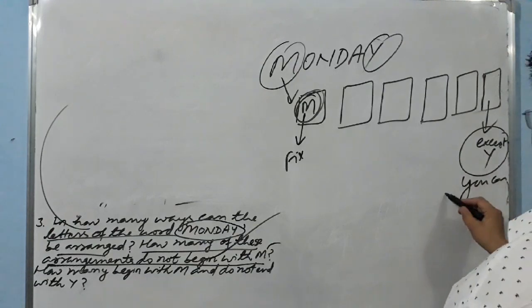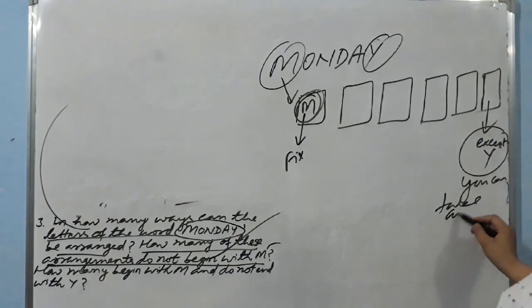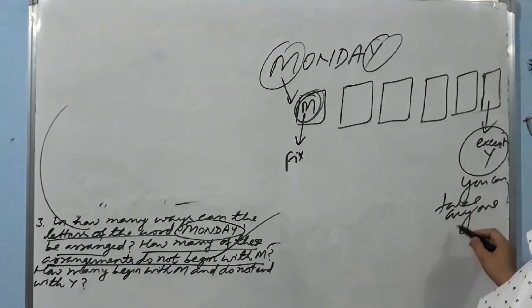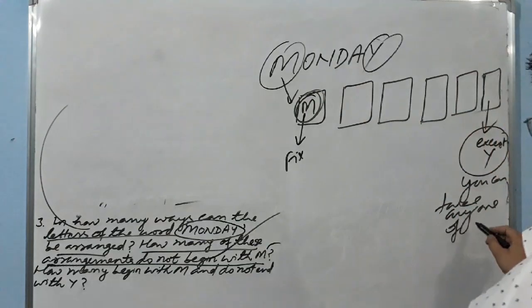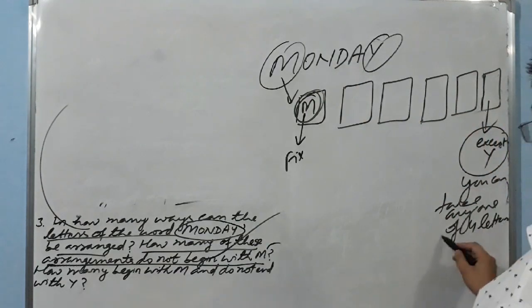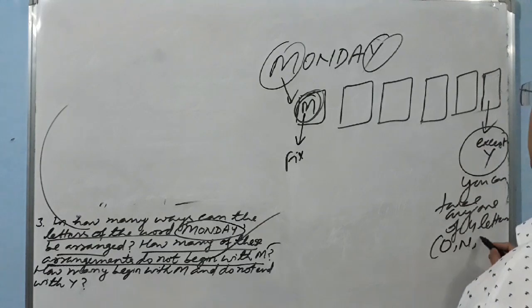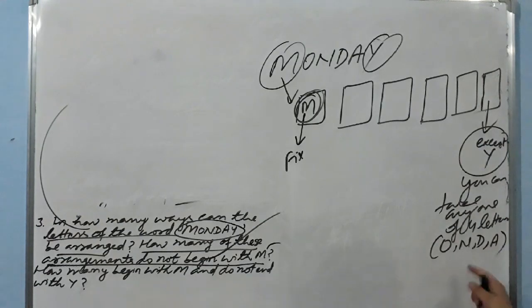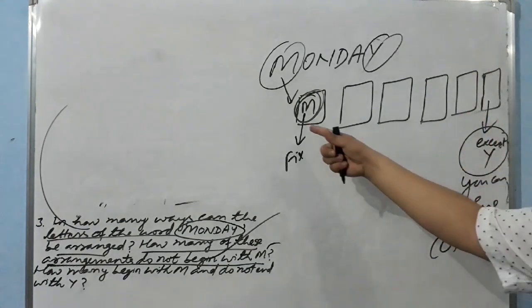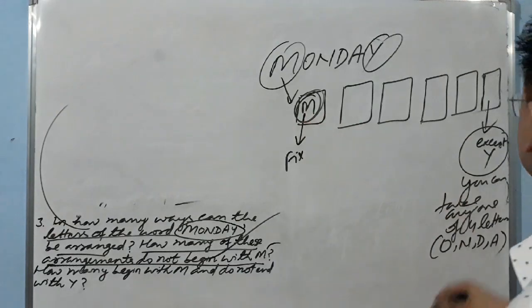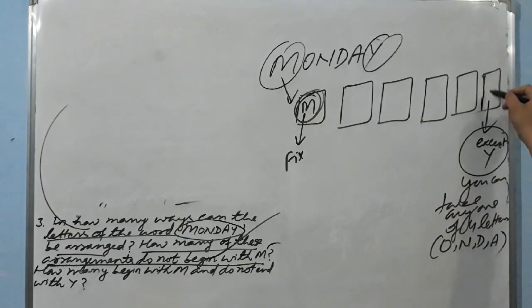you can take any one of four letters. We have four letters O, N, D, A. So you can take any one of four letters. Either you can choose here O or N or D or A. You can't take Y, right? Because we want to get arrangements that do not end with Y. And M, because we have fixed M at first. So that's why.